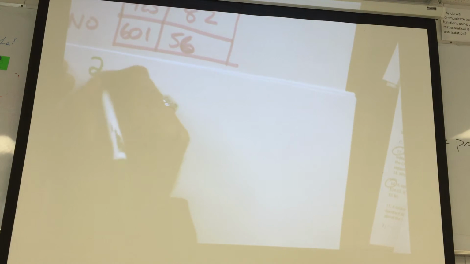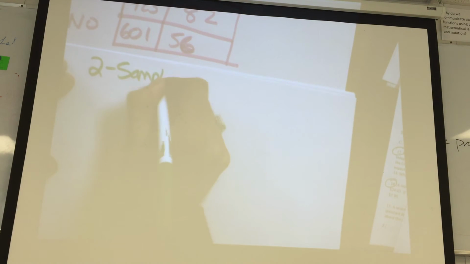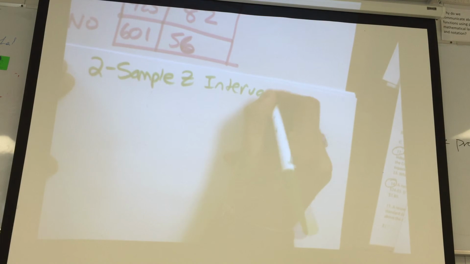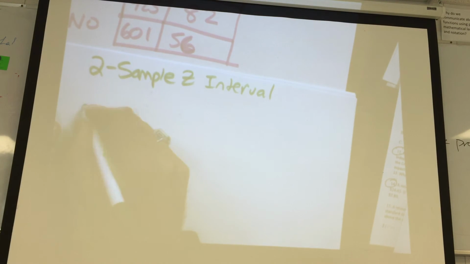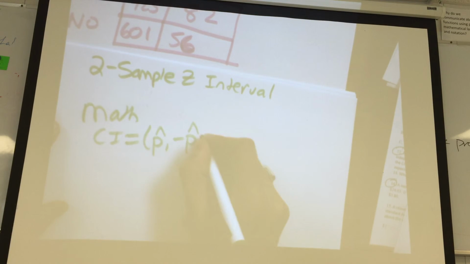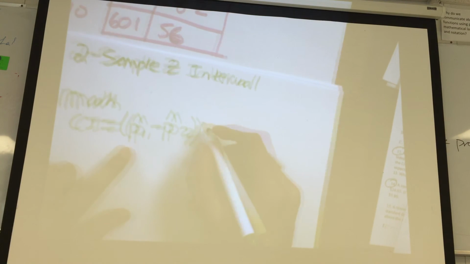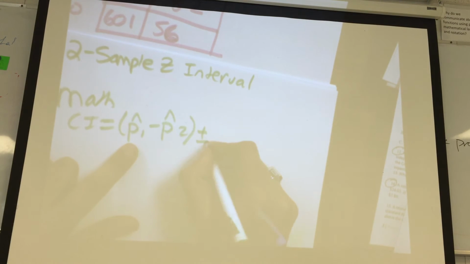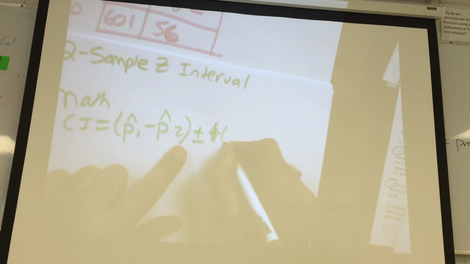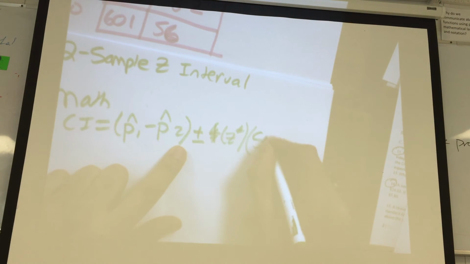I would suggest doing a two-sample Z interval and then just working through this. Remember, the math step is confidence interval equals p hat 1 minus p hat 2 plus or minus, try not to look on the board, Nathan, z star times the standard deviation.